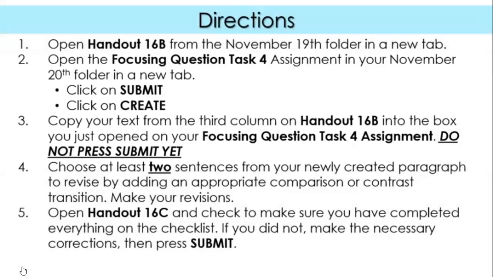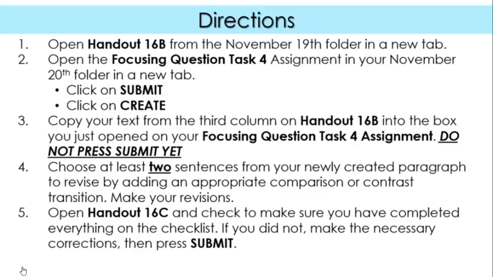Focusing question task 4 assignment, over on the right hand side, you're going to click the word submit, and that's going to open a box that says upload, it says create, and then it might say resources or something. I'm not really sure what the third one is. But either way, you're going to click create, and that's going to give you a box to type in. So you're going to copy and paste the text from that third column in your graphic organizer on handout 16B into the box you just opened up on your focusing question task 4 assignment. Do not press submit yet.